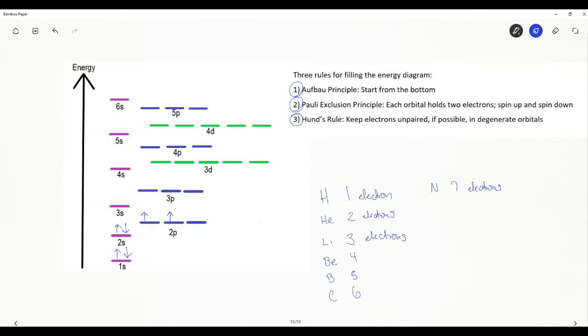Again, we want to keep these unpaired as much as possible. So I'm going to put that 7th electron in what would be the 2pz orbital. If I move on to oxygen, now I have 8 electrons.